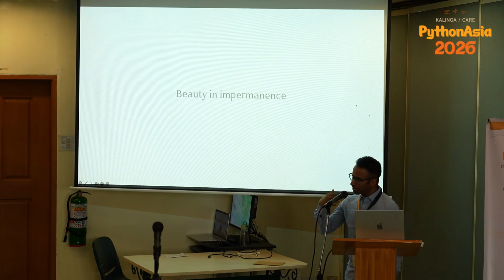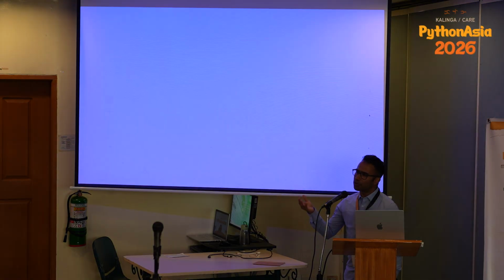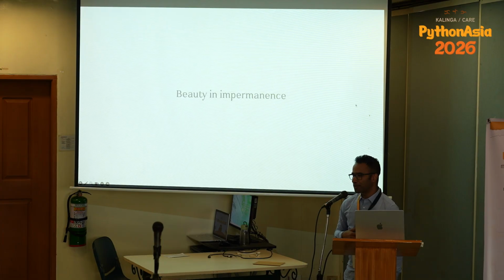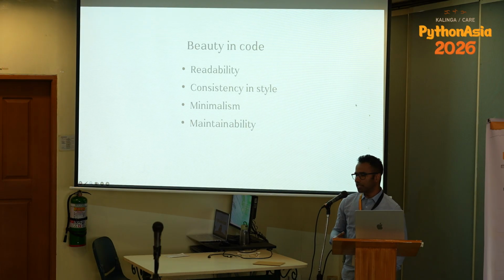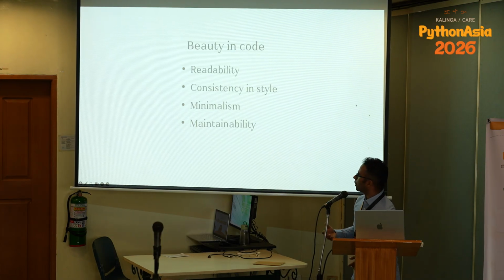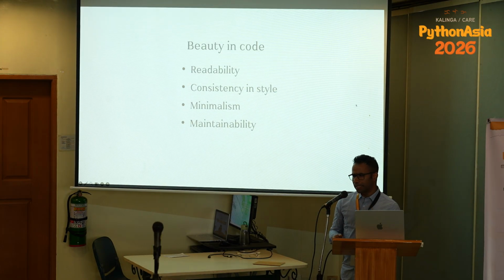We find pleasure in viewing cherry blossoms, but that pleasure also comes with the realization that it's not going to last forever. It's going to last maybe just a few days. But the idea of beauty in code is slightly different than the idea of beauty in poetry or in haiku. In my opinion, a code could be considered beautiful if it's readable, if it's consistent in style, if it consists of only the things that are needed, not anything less, not anything more, and if it's maintainable.